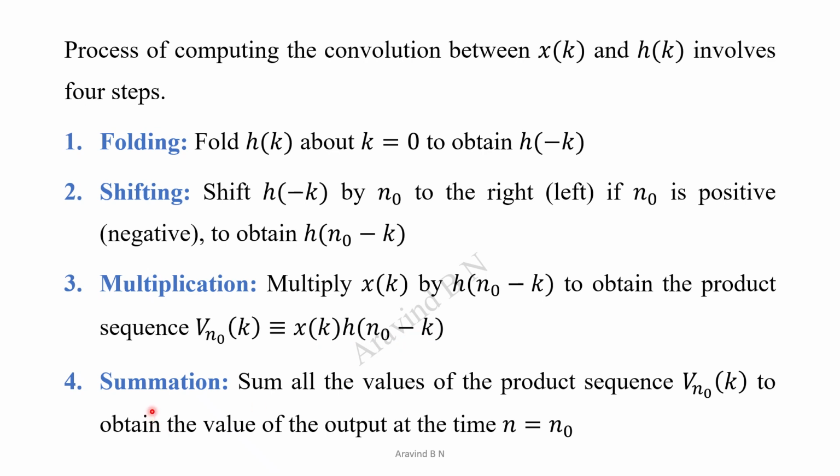The last step is summation. Sum all the values of the product sequence v n naught of k to obtain the value of the output at the time n is equal to n naught. So in the further representation, we are going to consider this v n naught of k as y of n representation so that we can match that with the formula.